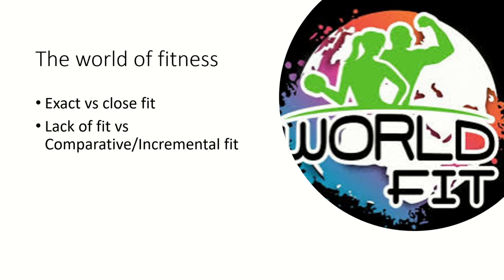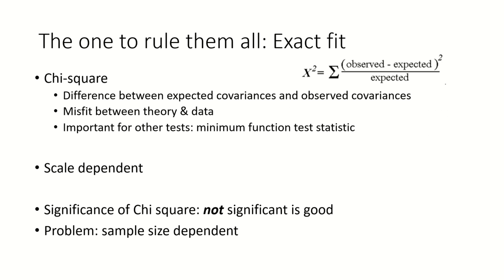Basically, there are a number of different fit categories that we can look at. The first one is so-called exact versus close fit. We will break that down in just a second. And within the close fit categories, we can differentiate between so-called lack of fit indicators and comparative or incremental fit indicators. So let's have a look. The first one, the oldest one, and actually the one that rules them all, is the chi-square.